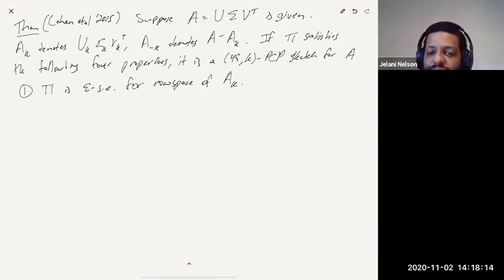A_k is a rank k matrix, so its row space has dimension k. So this means you have to be an epsilon subspace embedding for a particular subspace of dimension k. Again, if pi is a Gaussian matrix, how many rows do you need? k over epsilon squared. If it's a count sketch matrix, you need k squared over epsilon squared, etc.